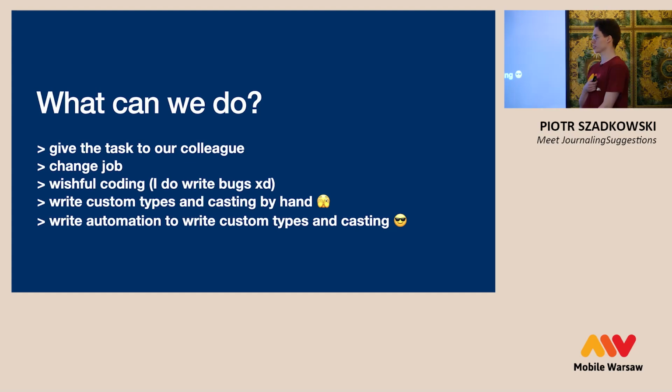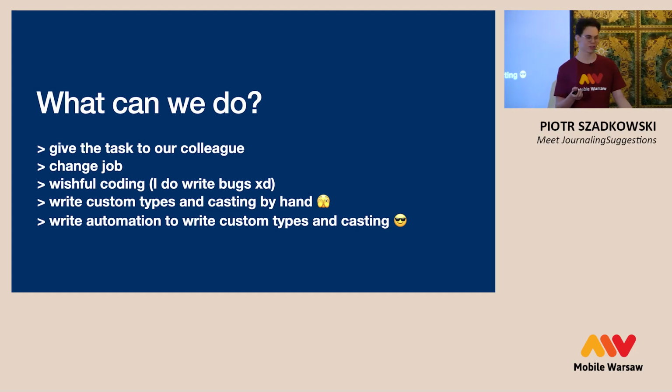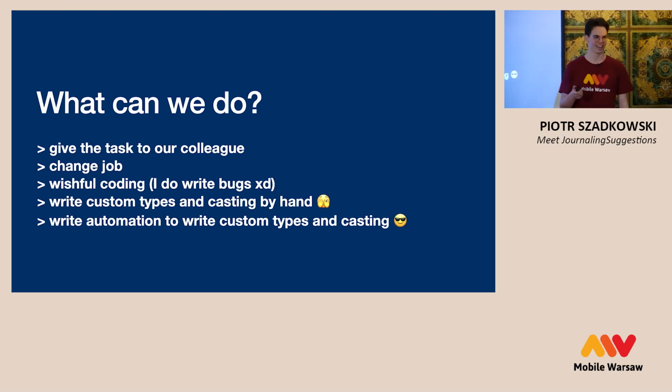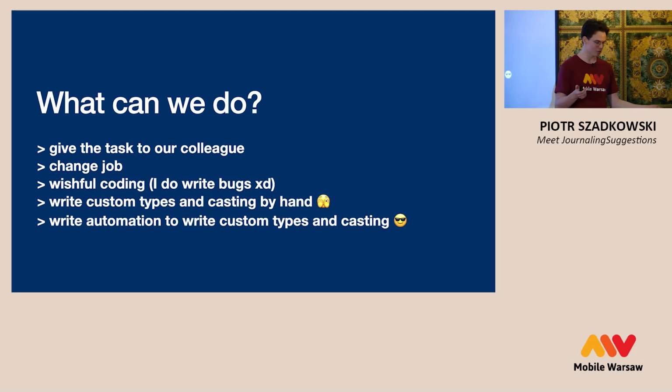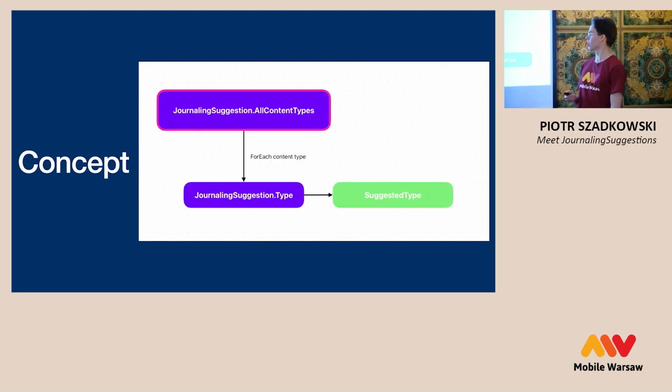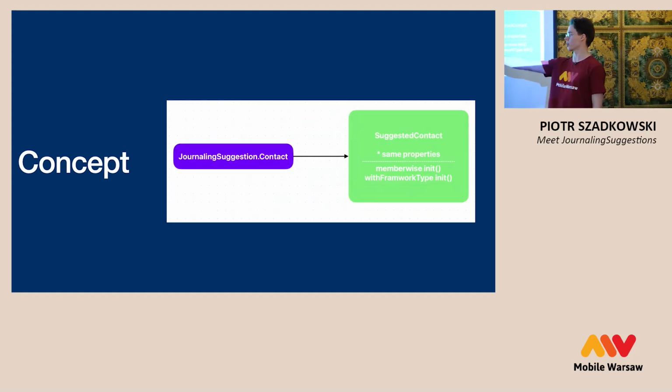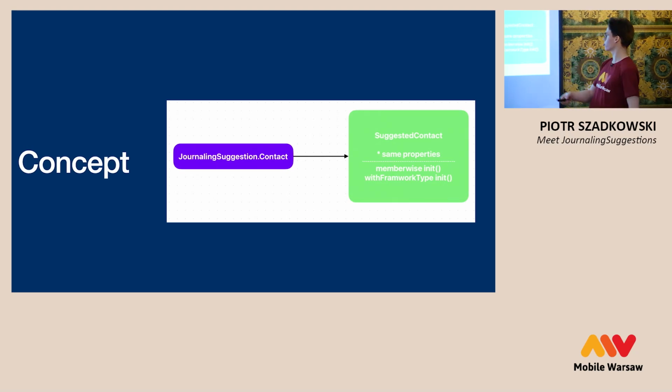First, we can just give the task to someone else, leave the job, but yeah. Probably what I would suggest is to write some automation around it to make our life a little bit easier. My concept for it is to get all those content types that the framework offers and make my custom type, which will serve as an abstraction that I can work with while I develop the feature. An example of this can be, if there is a contact from the journaling suggestion, I'll just make my suggested contact, which will have exactly the same properties.